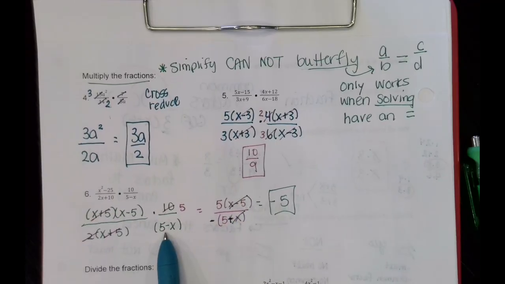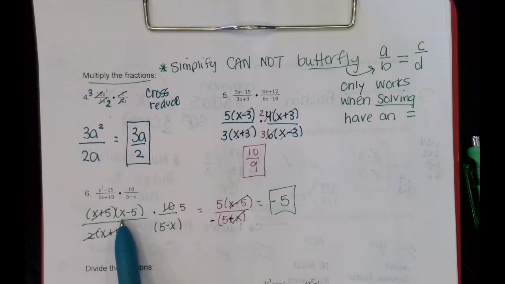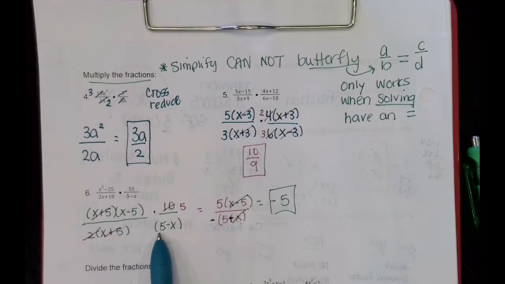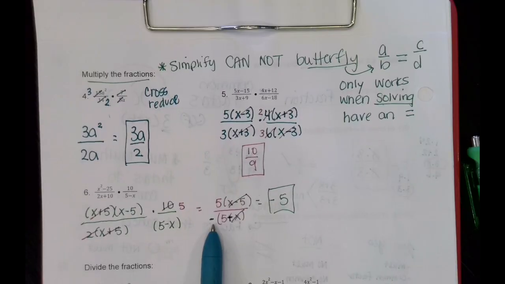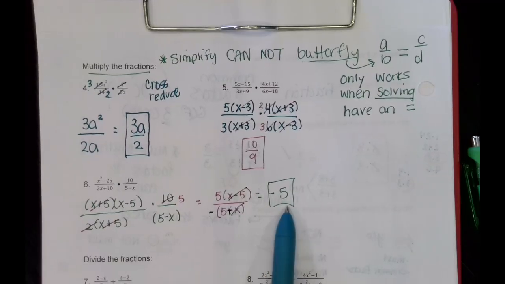Now, x minus 5 and 5 minus x are not the same. This has a negative 5 and a positive x. This has a positive 5 and a negative x. So I had to factor out a negative 1. When I factor out a negative 1, then these cancel, and I end up with 5 over negative 1, which is just negative 5. Okay?